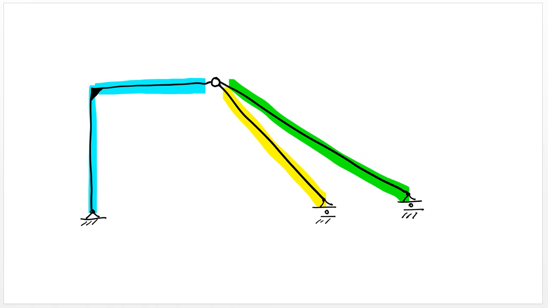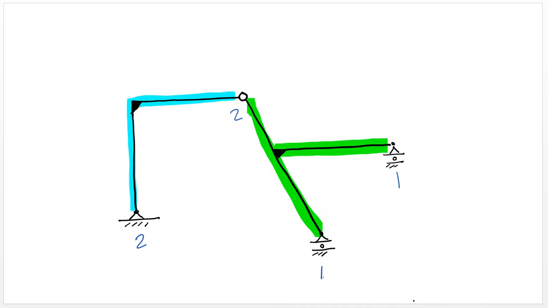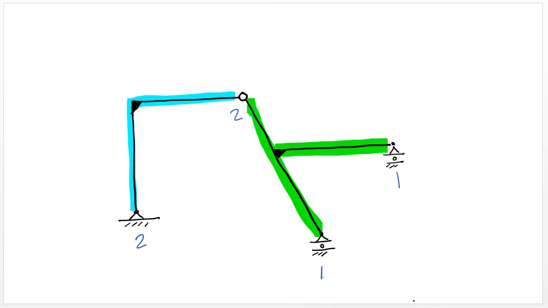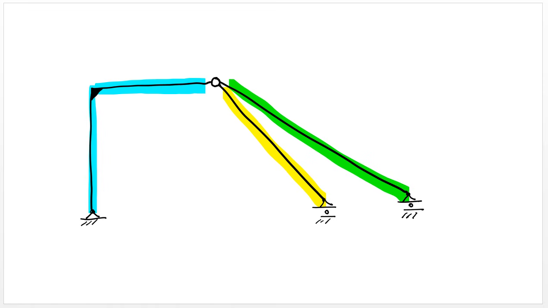The second case was this one, which is somewhat resemblant of the first case, but there is a big difference, right? The big difference is that now instead of having 2 members that are rigid, we have 3, because the 2 members on the right are not rigidly connected to each other, like in this case. They are both meeting at the hinge.